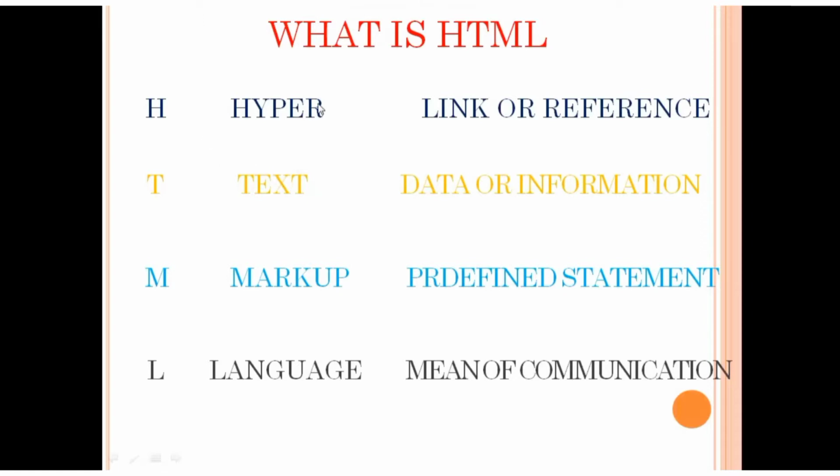H means hyper. Hyper is nothing but just like a link or a reference. By clicking on that link or reference, a user can move to another page or another link. Here T means text. Text is the data or the information that the user wants to be displayed. Here M means markup. Markup means the predefined set of statements or instructions.